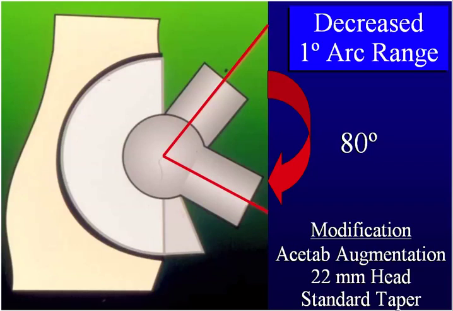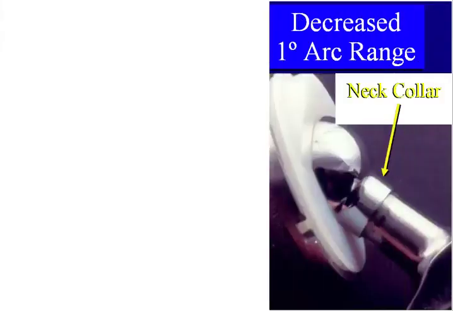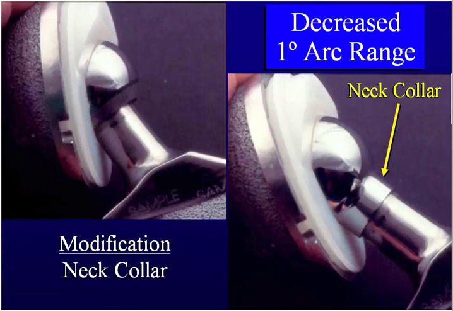Okay? Also, if you add a modification to the neck, you increase the neck with a skirt, you are going to change your head-neck ratio. So you have the same head, you add a skirt to it, you diminish your head-neck ratio, then you're going to have less of a primary arc range. So here, you don't want to use skirted heads if you want to maximize your stability.